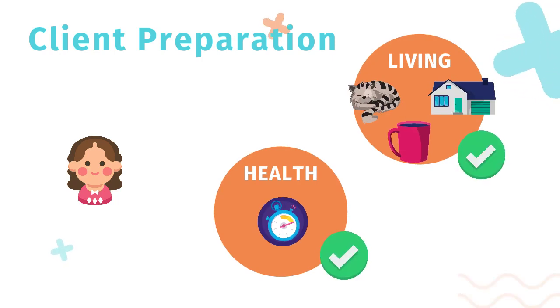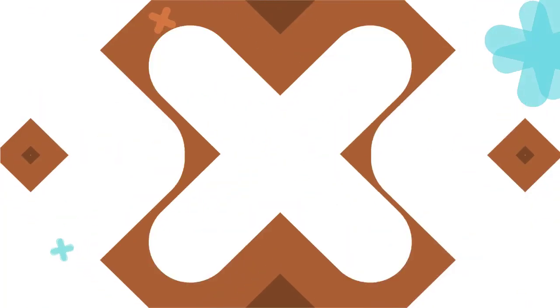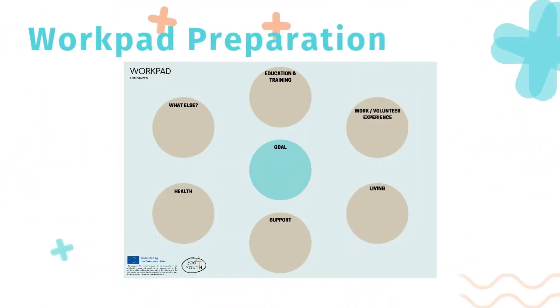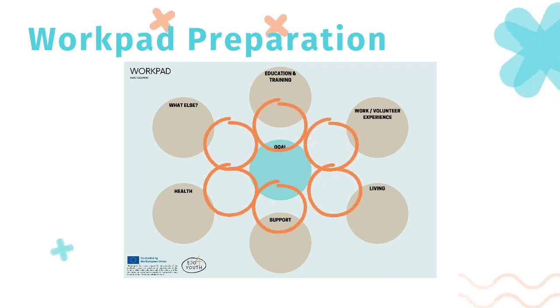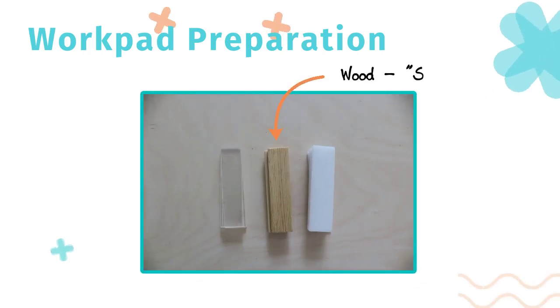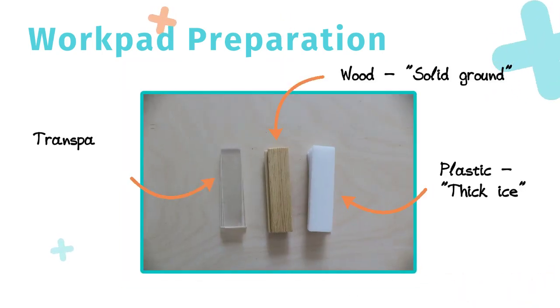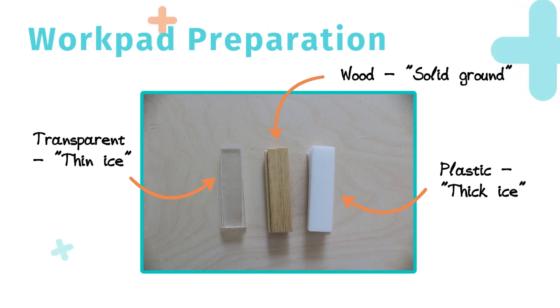The following step has to be implemented before the main counseling steps. The client evaluates each aspect by laying the sticks between the goal in the center and the respective aspect, representing solid ground, thick ice or thin ice. This symbolizes the aspect's connection and contribution to the main goal and whether it already contributes to reaching the goal or has to be strengthened in the future.